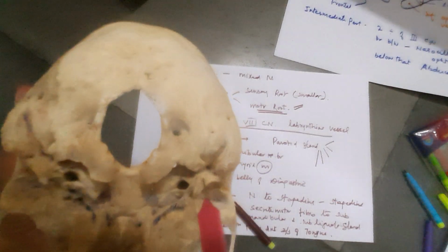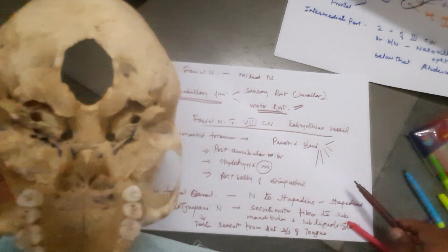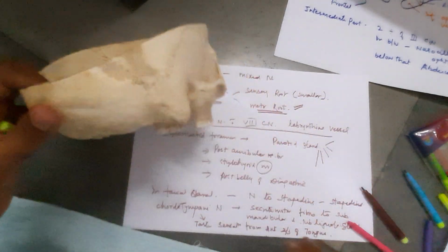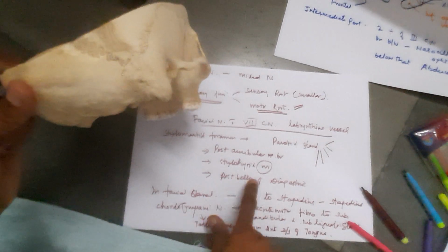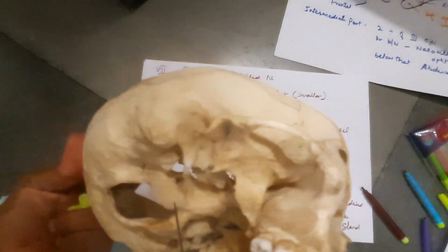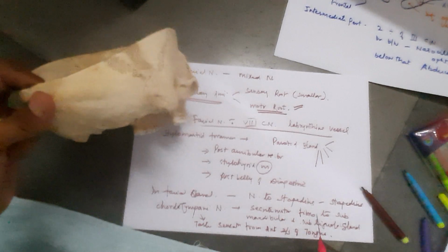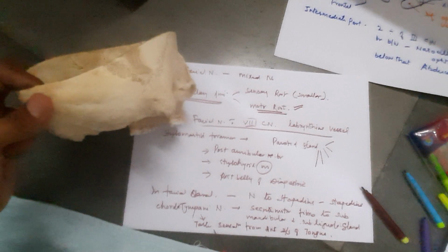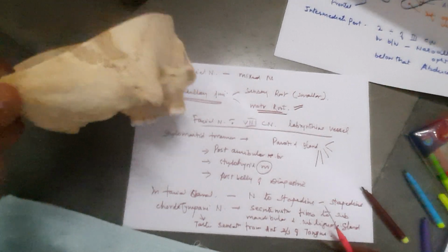It will come out, and after emerging out it will give the posterior auricular branch, which will supply the occipital belly of the fronto-occipitalis muscle. It will supply the stylohyoid muscle. It will supply the posterior belly of digastric muscle. Okay. Before emerging out from this stylomastoid foramen, it will give one important branch called chorda tympani, which is secretomotor to the sublingual and the submandibular gland, and this chorda tympani also carries the taste sensations from anterior 2/3 of the tongue.